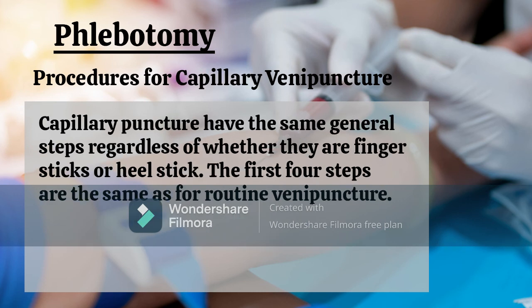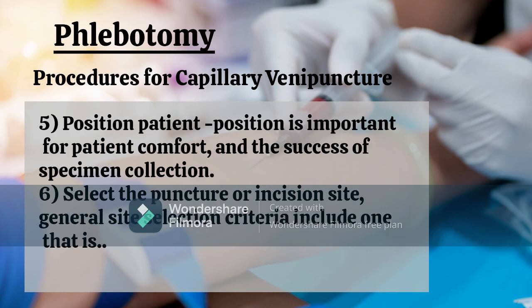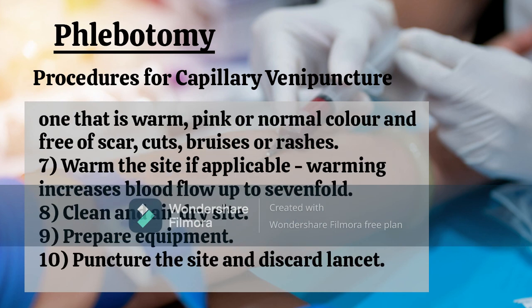Procedures for capillary puncture. Capillary punctures have the same general steps regardless of whether they are finger sticks or heel sticks. The first 4 steps are the same as for routine venipuncture. 5. Position patient. Position is important for patient comfort and the success of specimen collection. 6. Select the puncture or incision site. General site criteria include one that is warm, pink or normal color and free from scars, cuts, bruises or rashes.